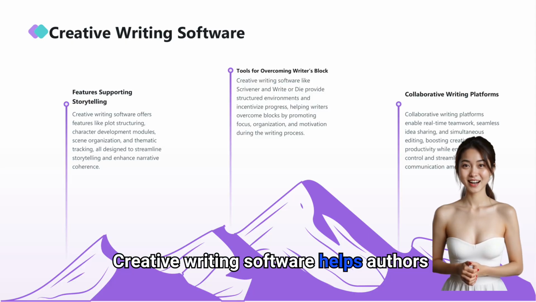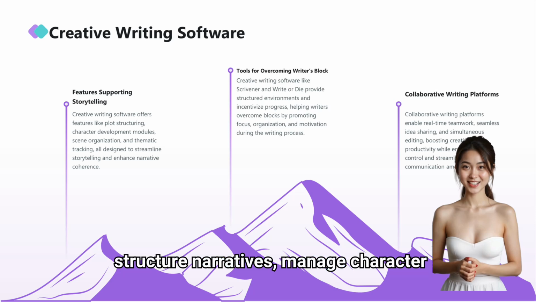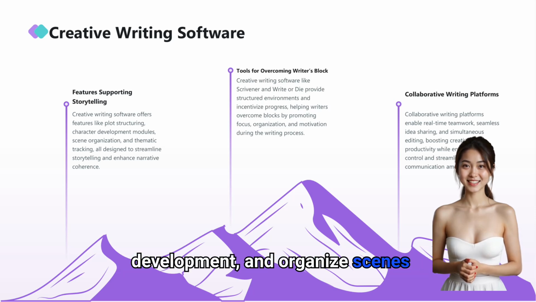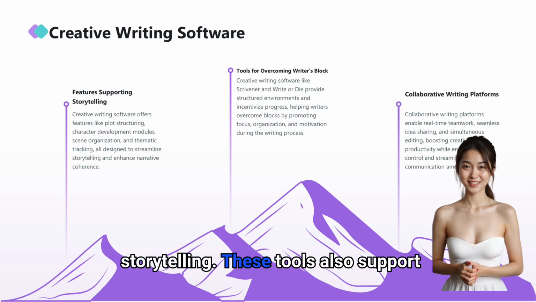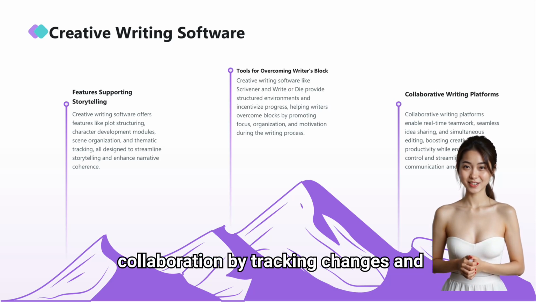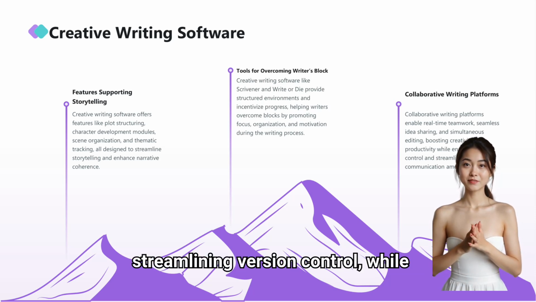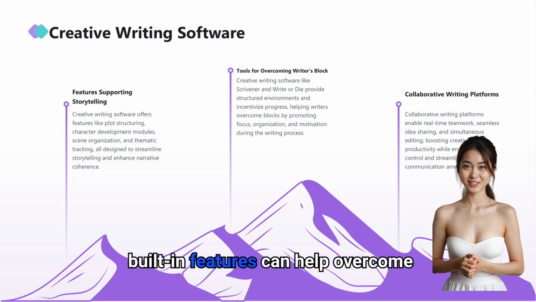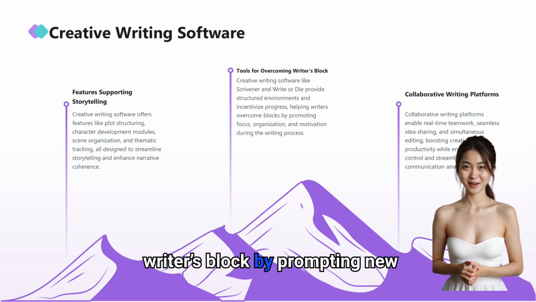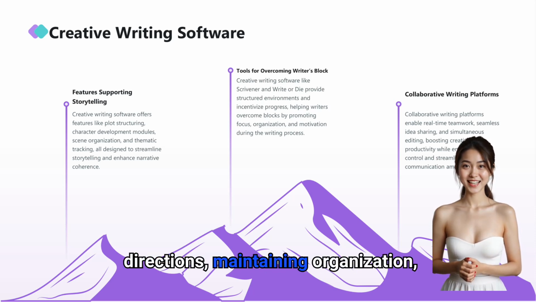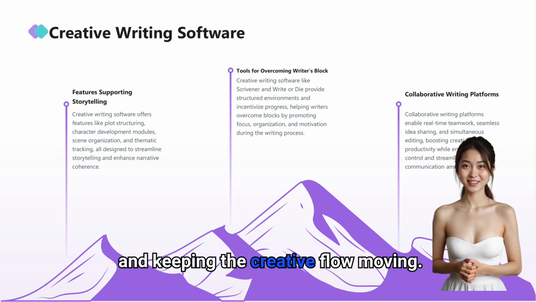Creative writing software helps authors structure narratives, manage character development, and organize scenes using tools designed for long-form storytelling. These tools also support collaboration by tracking changes and streamlining version control, while built-in features can help overcome writer's block by prompting new directions, maintaining organization, and keeping the creative flow moving.